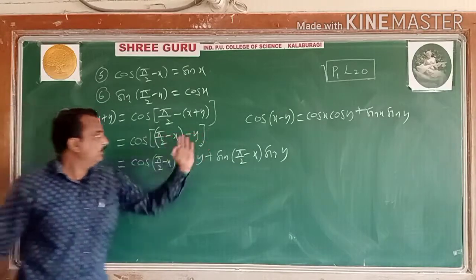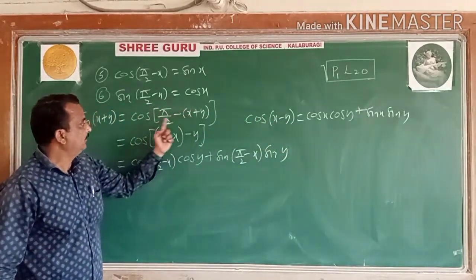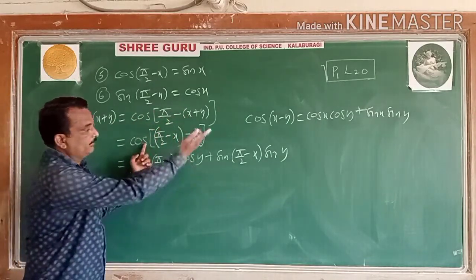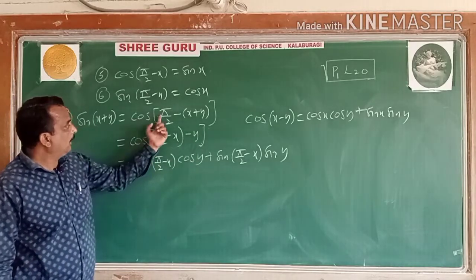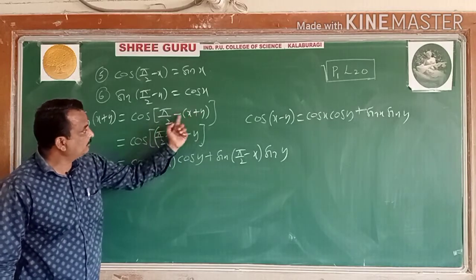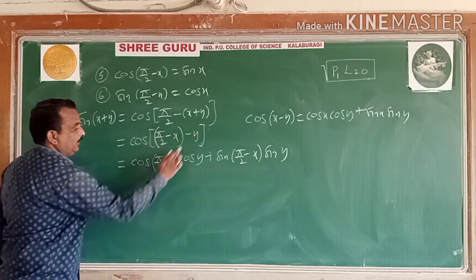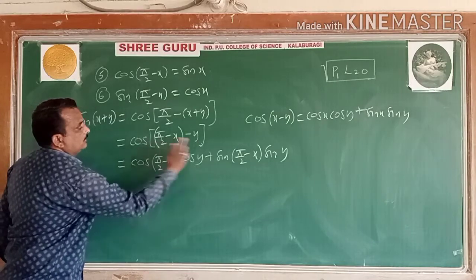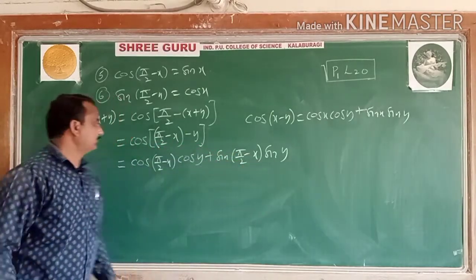I have expanded this result using this one. I have arranged pi by 2 minus x as one angle and written sin x plus y in terms of cos, because we have the sum and difference results in terms of cos, which you have just proved. I have taken pi by 2 minus x as one angle, minus y as the other. This is considering x and this is considering y. Expanding, cos x cos y plus sin x into sin of y.